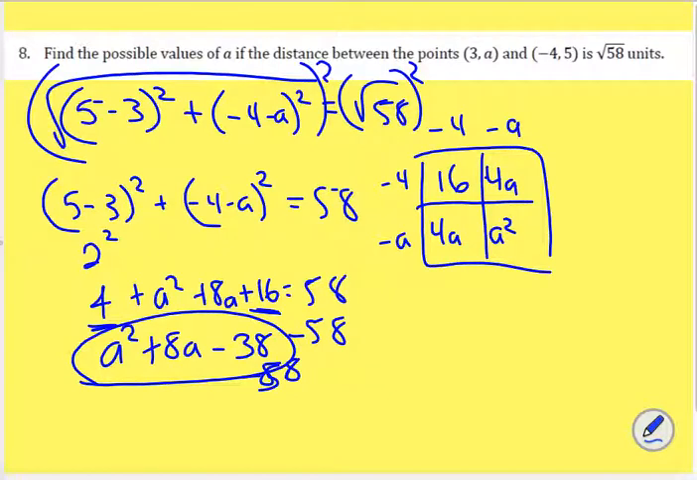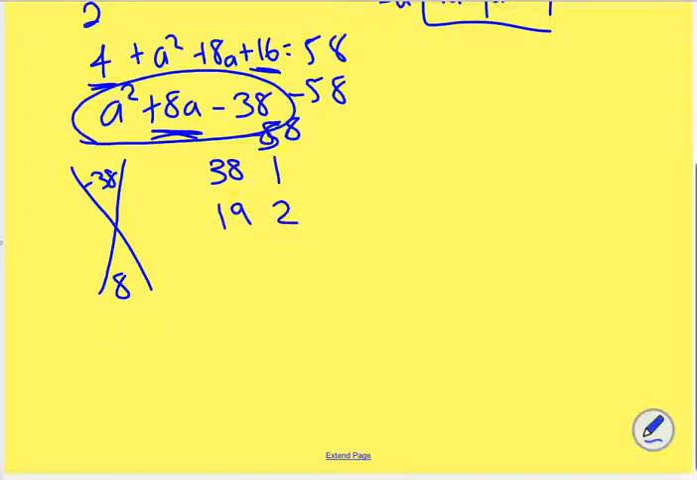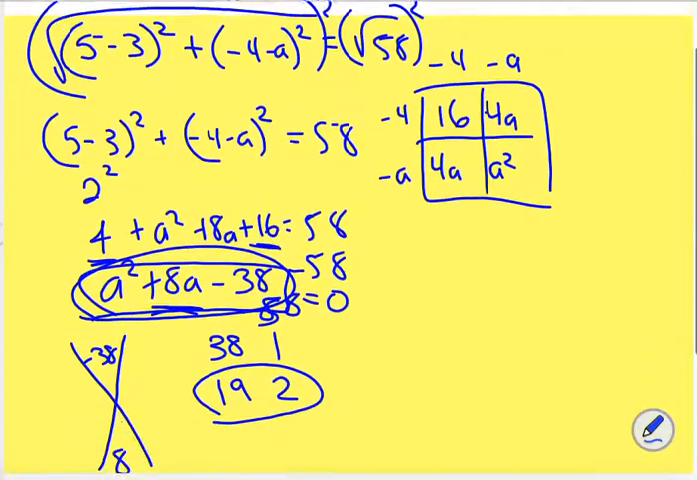So now factor that. What multiplies to negative 38 but adds up to 8? Start thinking about factors of 38. Well, 38 and 1, then you've got 19 and 2, and that's it. That's about as far as you can go. Once I get down to prime and prime, I can't do it anymore. So that doesn't work. If this doesn't work, that means I've got to do the quadratic formula.